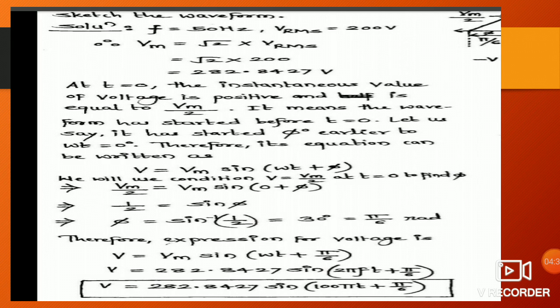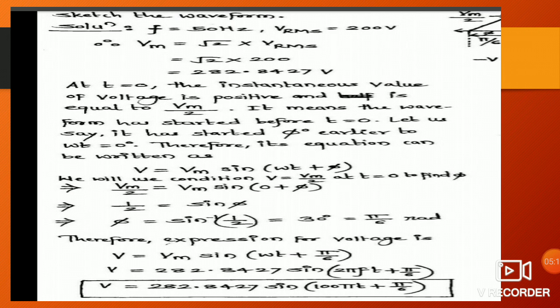That means the waveform has started before t = 0. That is due to the phase difference acquired, at t = 0 the wave has some certain value. So at a certain x = φ, the value of voltage will be 0. So let us say it has started some degrees earlier. Therefore, as we know, the equation is given as v = Vm sin(ωt + φ). This is the standard equation of the sinusoidal alternating voltage.